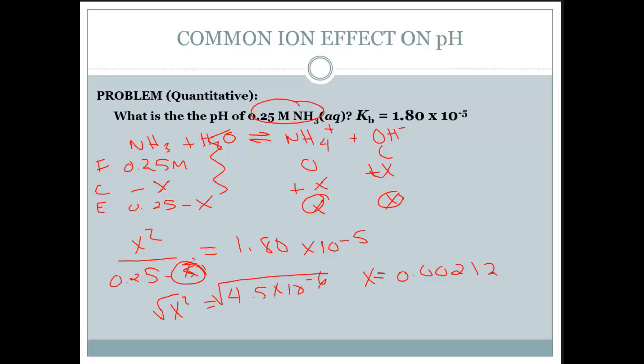Up here, we stated that we were going to wait and see if that x is really insignificant in comparison to the 0.25. So let's double check that. 0.00212 divided by 0.25 times 100, it comes out to be 0.84, which is far less than 5%, so that means our assumption is okay and we can move on.